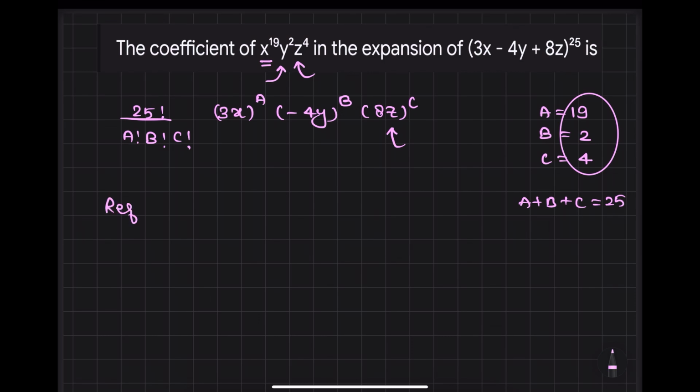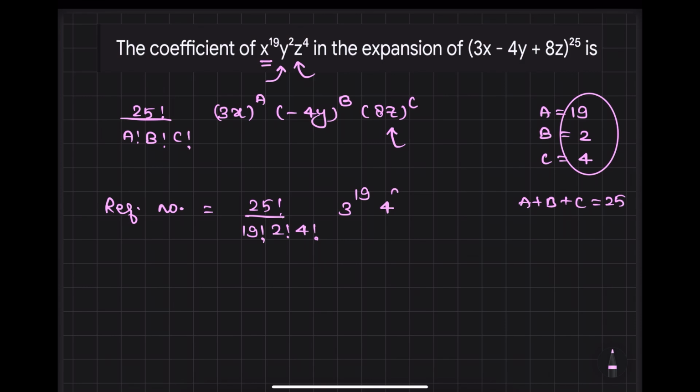So can I write required number equals 25 factorial by a is 19 factorial, 2 factorial, 4 factorial. Now 3 power a. So 3 power a is what? 19. Then minus 4 power 2. Okay, so minus 4 power 2, it's an even power, and you know that the power is even and the base is negative, so it will become positive.